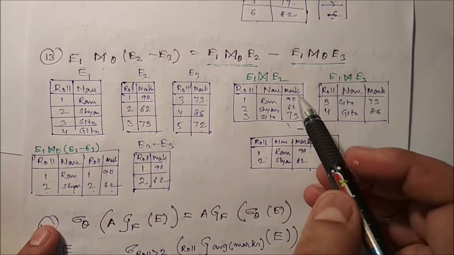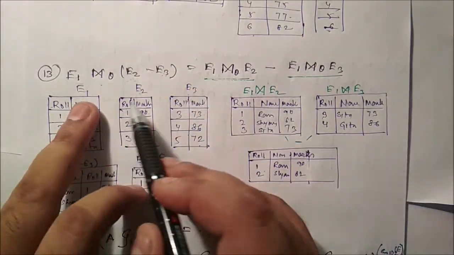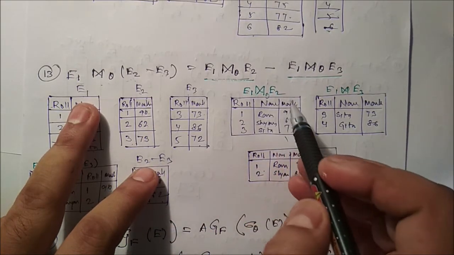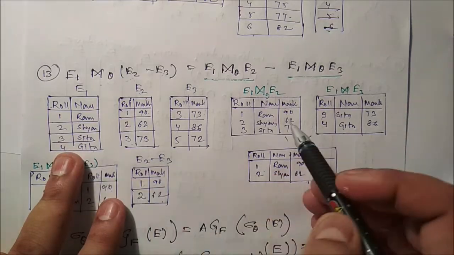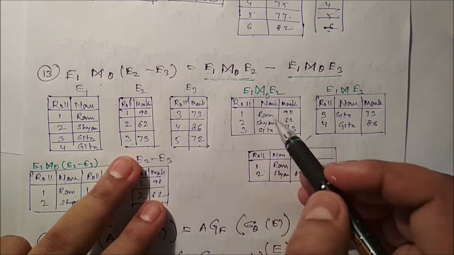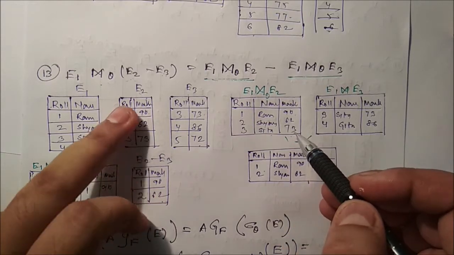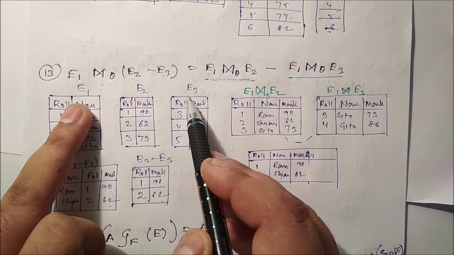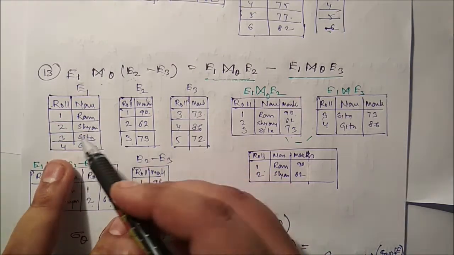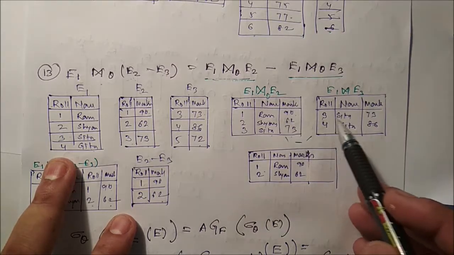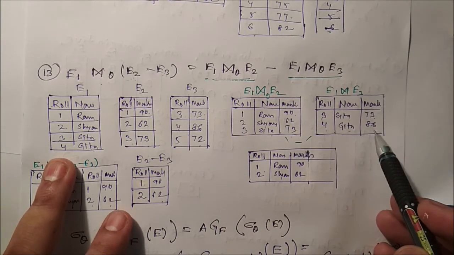So we can do the same thing here. First of all merge E1 with E2. If you merge E1 with E2 and apply equi join here, we get 1 2 3, Ram Shyam Sita, and 90 62 73. Or we can merge E1 with E3. So what are the common attributes? Common attributes 3 and 4. So 3 Sita 73, 4 Gita 86.